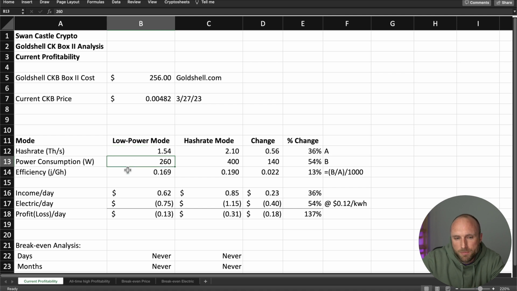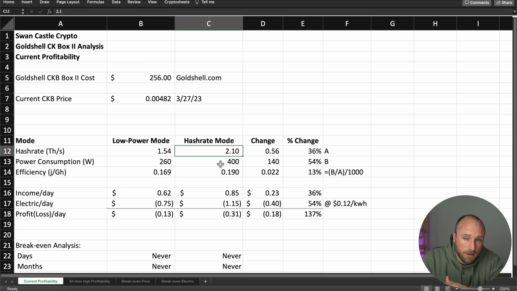It has a lower power output of 260 watts and it is more efficient at a 0.169 efficiency rating, and that's joules per gigahash. The full hash rate mode has a higher hash rate of 2.1, but you're using more power and you have a higher efficiency amount, so it's less efficient at 0.19 joules per gigahash.